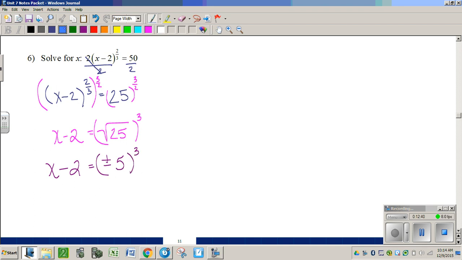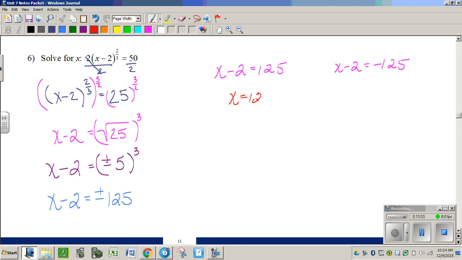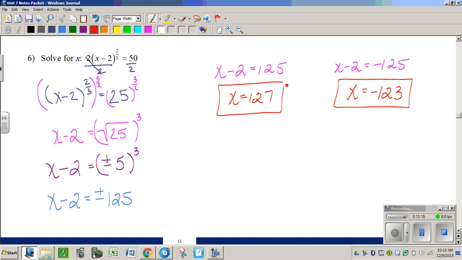Okay, now if I cube plus or minus 5, I end up with x minus 2 equals plus or minus 125. So now I could have x minus 2 equals 125, or I could have x minus 2 equals negative 125. All right, we're going to add 2 to both sides on the left here, and we end up with a nice value of 127. If I add 2 over here, I end up with a nice number of negative 123. So you have your two values, 127 and negative 123 there.